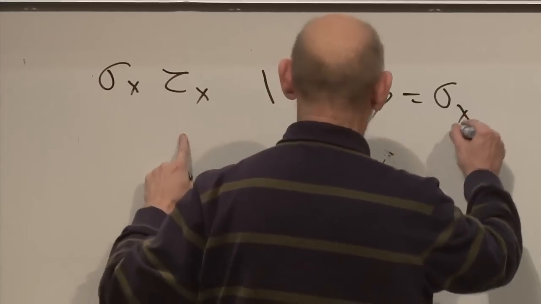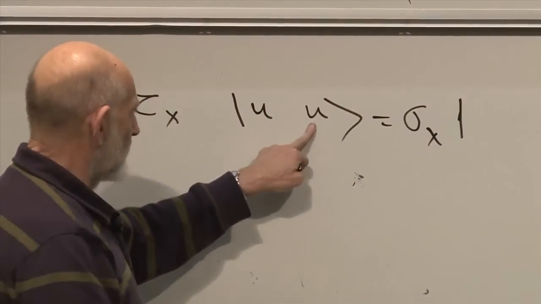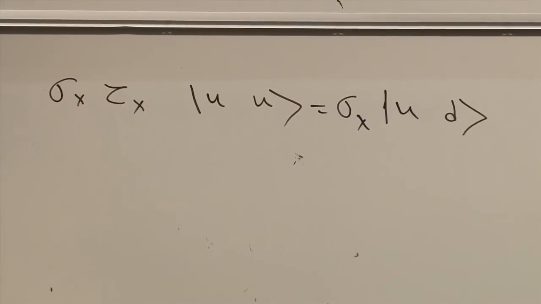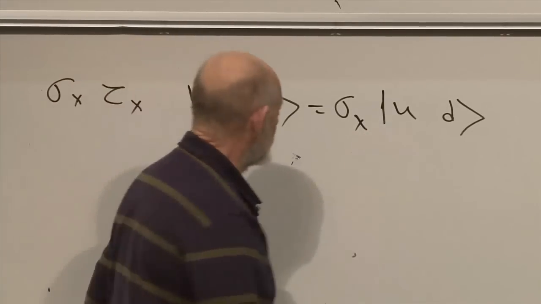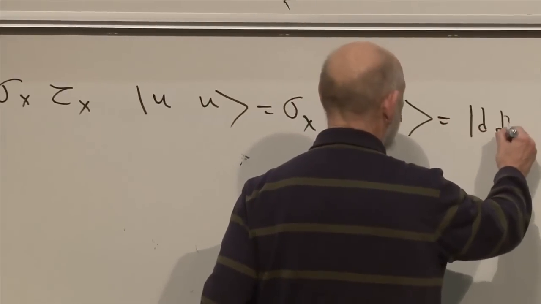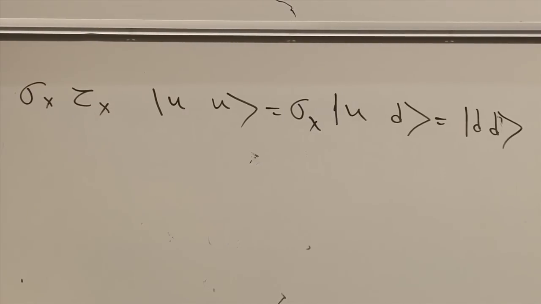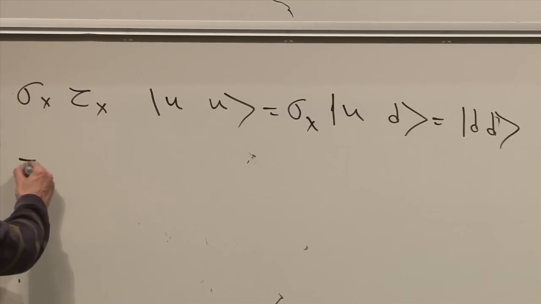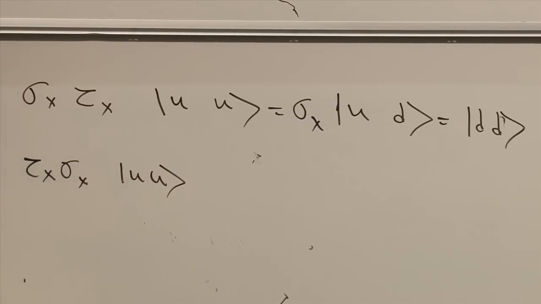So it gives sigma x, which I have not acted with yet, times, now tau x flips this one, so it's up, down. Now what does sigma x do? It flips this one. So it just gives down, down. Kind of boring, but that's what it does. Let's do it in the opposite order. Let's take tau x times sigma x on up, up. It does exactly the same thing.